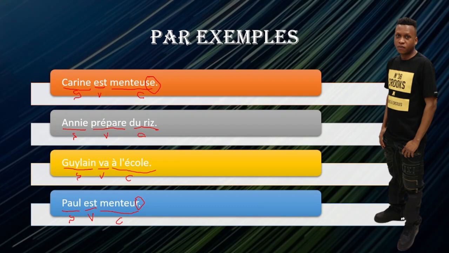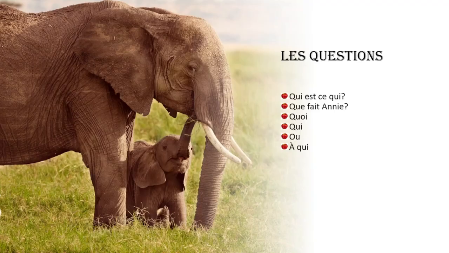So, we come here. In case we want to know what Annie is doing, that's why I end up putting the question, la question, okay? So, if you want to know what Annie is doing, that's what I put like this. Que fait Annie? This one, this vowel sounds like this. This one sounds like que. Que fait Annie?